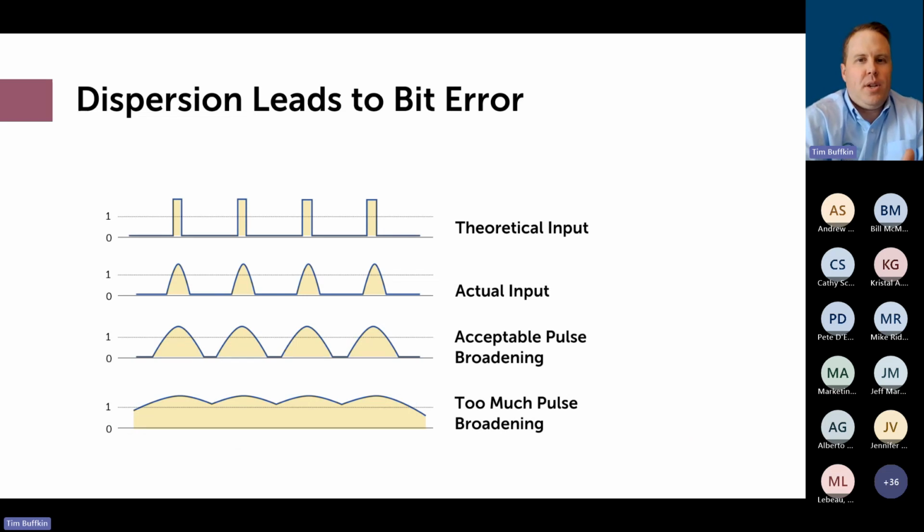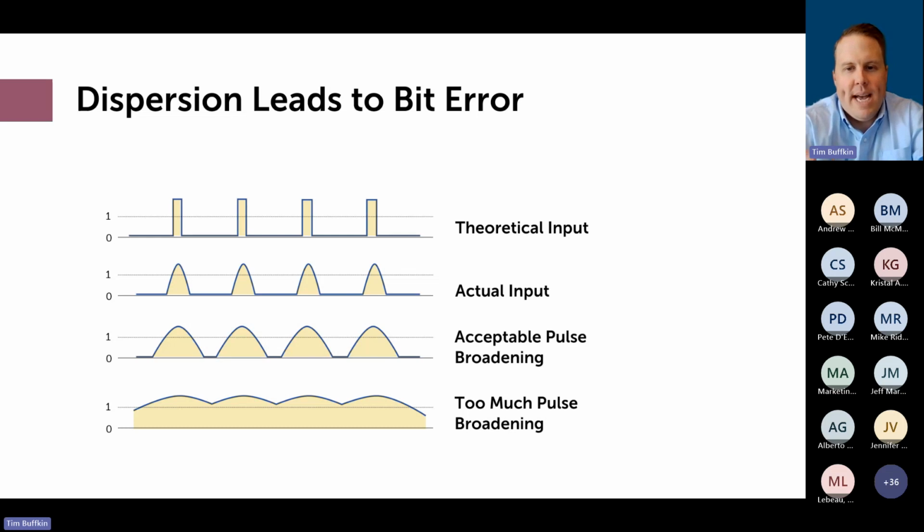So again, to recap, all this we're talking about leads to bit error, or again, getting the signal from point A to point B as cleanly as possible. Our theoretical input of ones and zeros is on, off, on, off, on, off, so very clean 1 0 1 0 1 0. The actual input, which is going to be our wavelength, is going to look like the second from the top. That's going to be the actual input going through the fiber.